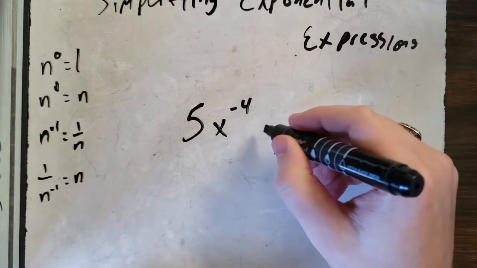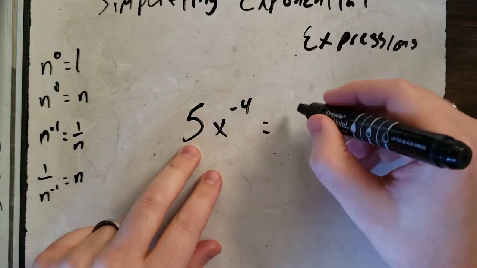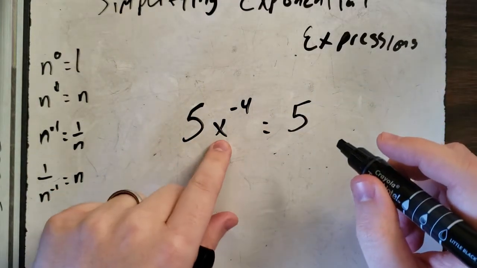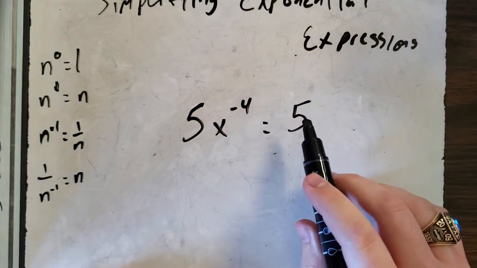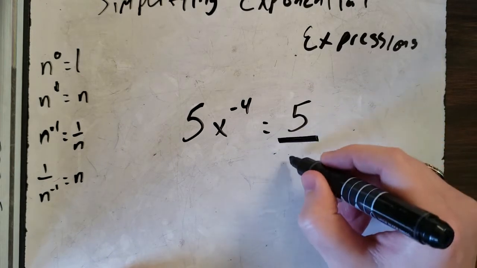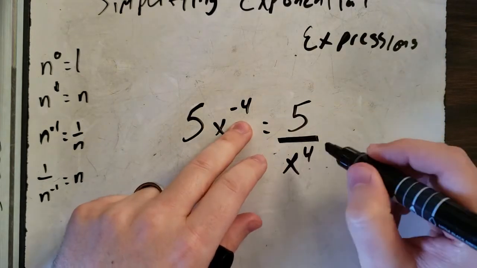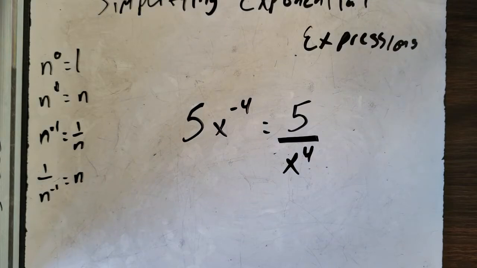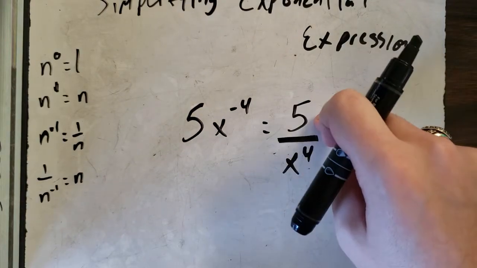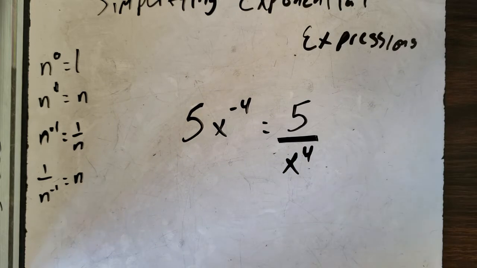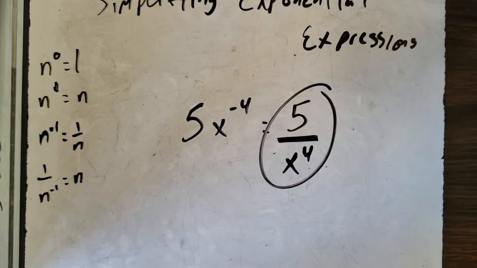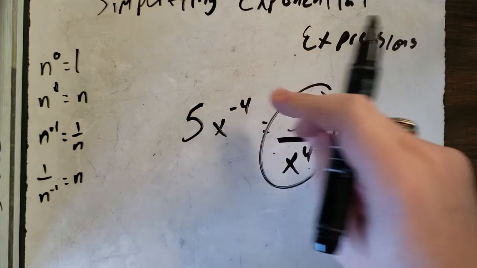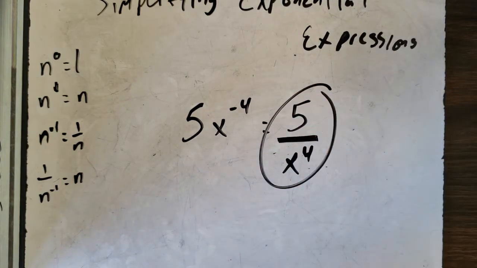So if we were to rewrite this, our 5 stays where it is, but our x, because it's negative, has to go underneath a 1. Well, we have a 5 here, so we don't need a 1. We can just put it underneath the 5, and then the exponent stays the same, but it's now positive. Obviously you can't do anything with this because that doesn't have an x, doesn't have a base number, so it stays as 5 over x to the 4th. All we did was move our x, because it had a negative exponent, to the bottom of our expression.